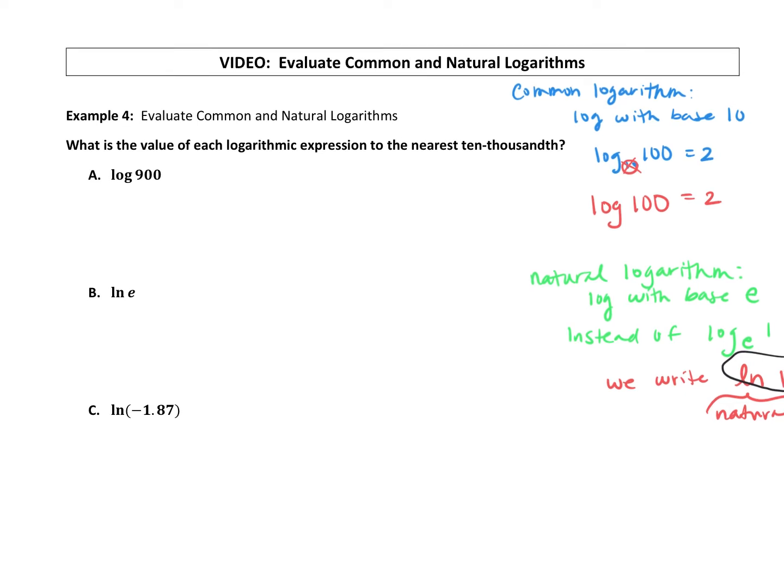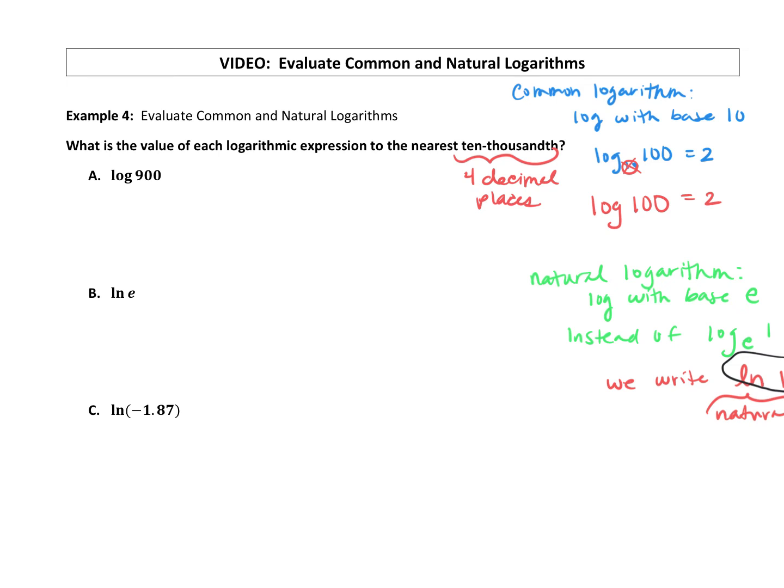Okay, now that we know what common logarithms and natural logarithms are, we can go ahead and find some values. Let's read the directions. I'm getting ahead of myself, you guys. What is the value of each logarithmic expression to the nearest ten-thousandth? Just a reminder, the nearest ten-thousandth is 4 decimal places. So they want us to round. I bet they want us to use our calculator.